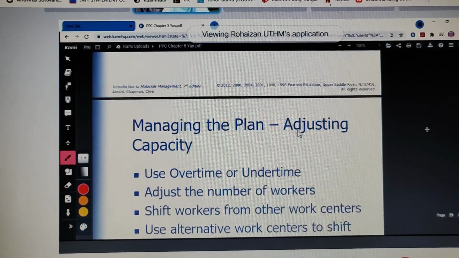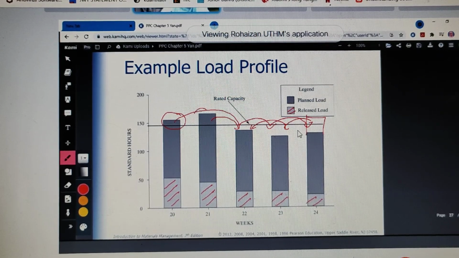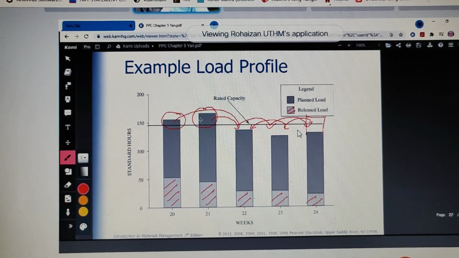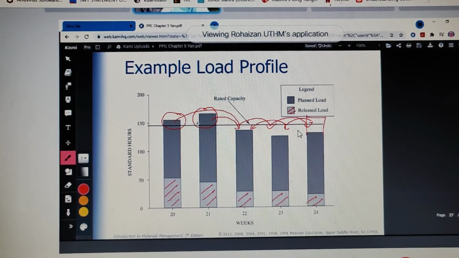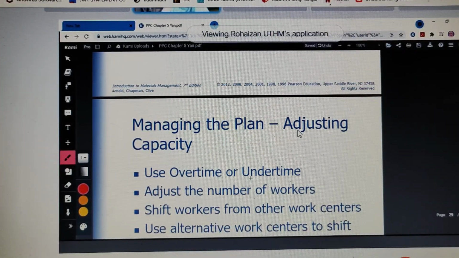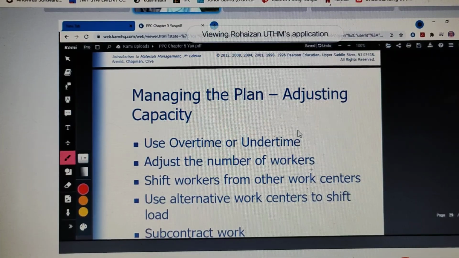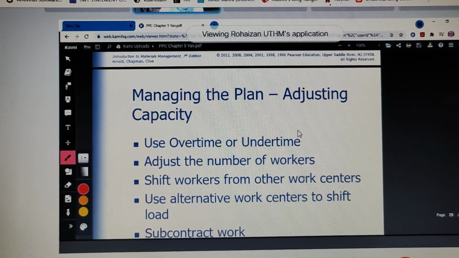We know that here we are over capacity. We have some problem with over capacity, so we can double up our worker shift, use overtime or undertime, or we adjust the number of workers. Maybe we can add more workers, not overtime, but part time. We hire part timers.